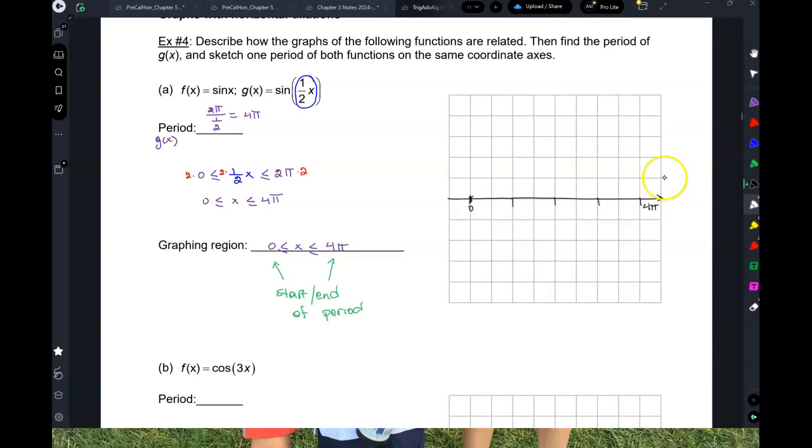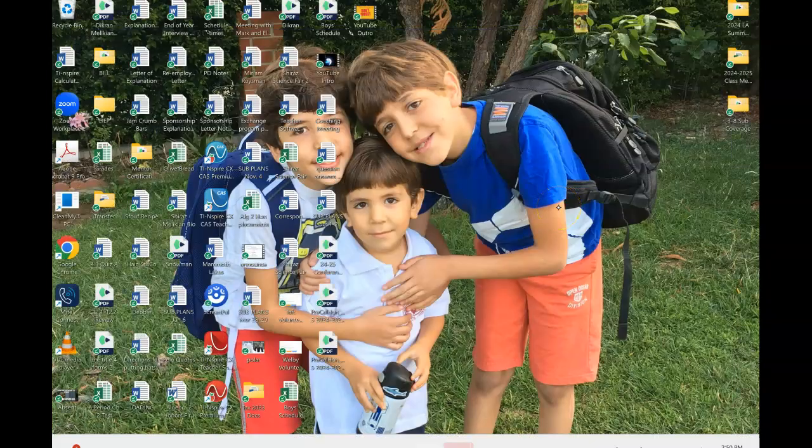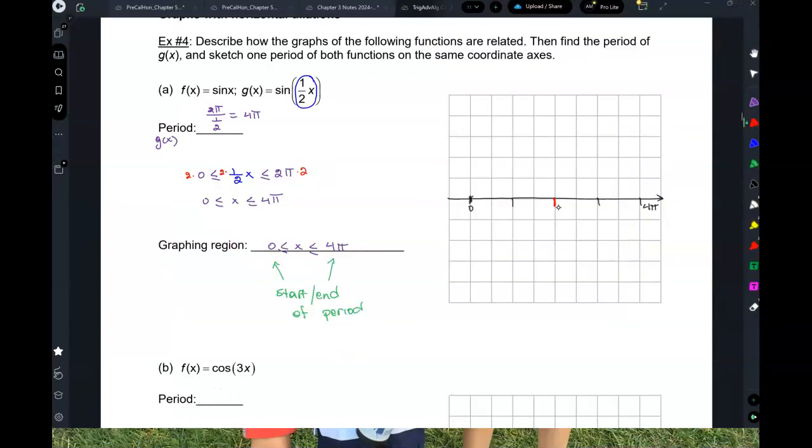Now, I need to come up with these other points. Each of them is a midpoint. There are 5. So look at this red one. This is the midpoint between 0 and 4 pi. Halfway through them is how much? 2 pi. Okay, 2 pi.